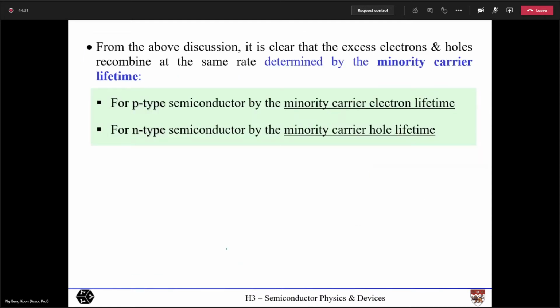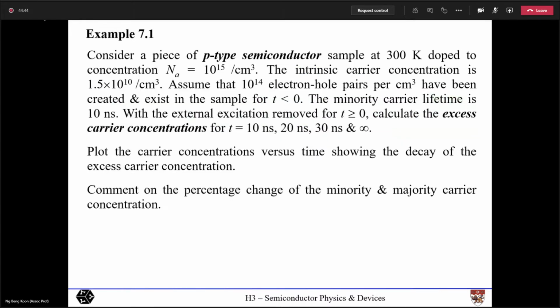Okay, so this basically describes how the excess carrier changes with time when you switch off the light in this consideration. Okay, let's see how we can apply this to an example.